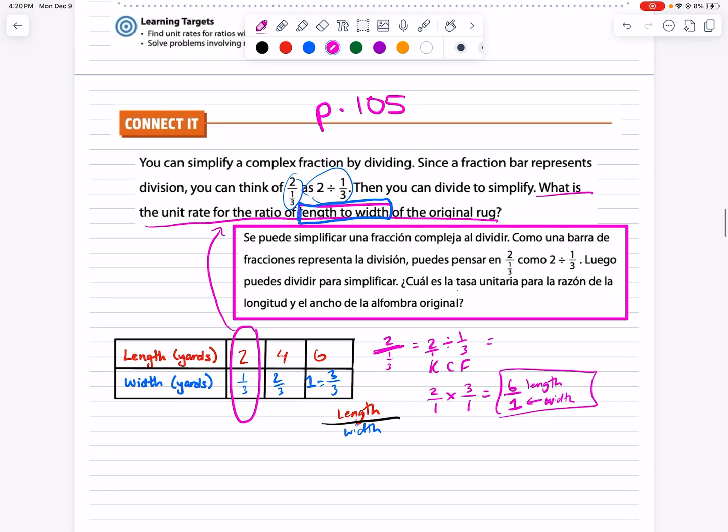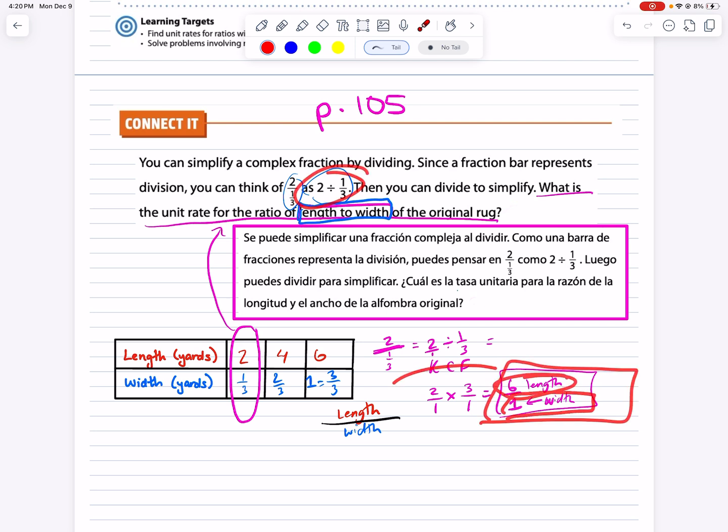There you go, guys. Remember, if you want to find a unit rate whenever you're dividing fractions, all you have to do is KCF, and it'll immediately give you a unit rate. For every 6 in length, you will have 1 in width.